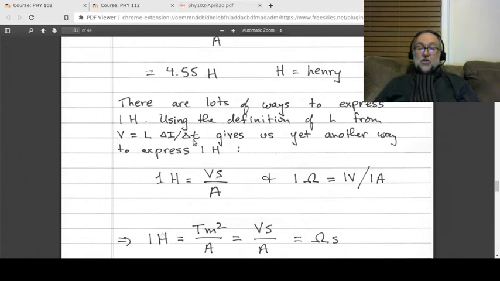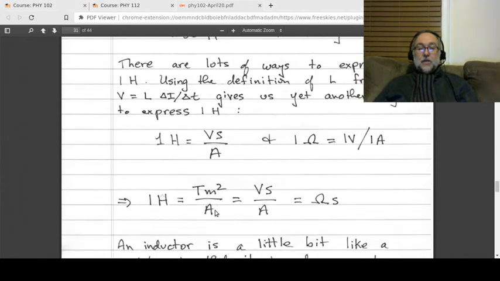Delta T is measured in time, so there's your second. I is measured in amps, so there's your amp. If you isolate the L on one side, a Henry is going to be a volt second per amp. So this is yet another way to think of a Henry. One way is a Tesla meter squared per amp, which came out of our calculation of the inductance of a solenoid, and that's the same as a volt second per amp. And the other way you'll see this, probably the most important way, is to remember that an ohm, which is a measure of resistance, 1 ohm is a volt per amp.